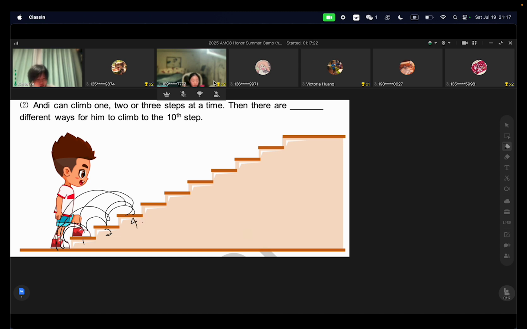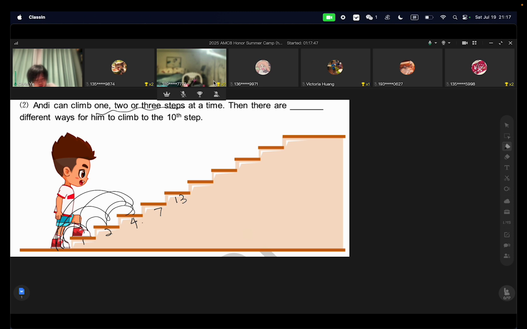And we notice that for the next one, since he can climb 3 steps at a time, we have 1, 2, 4. Added together, 1 plus 2 plus 4 equals 7. So the next number is just going to be the sum of the 3 previous numbers. So for the 5th step, it will be 2 plus 4 plus 7 equals 13.